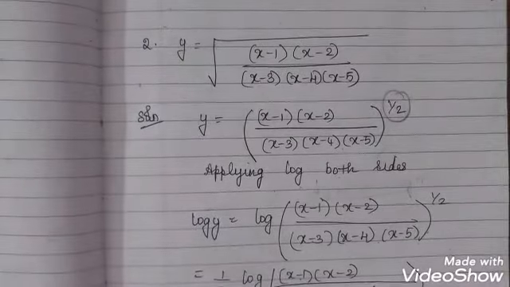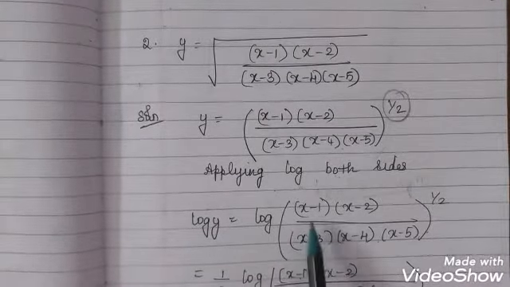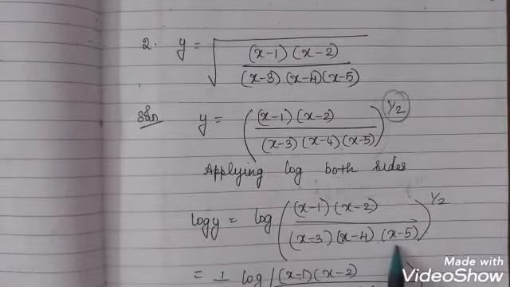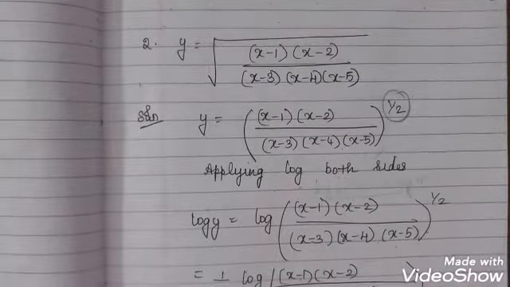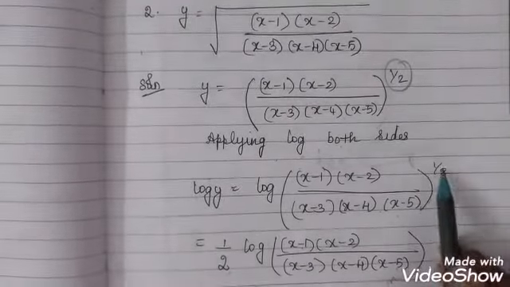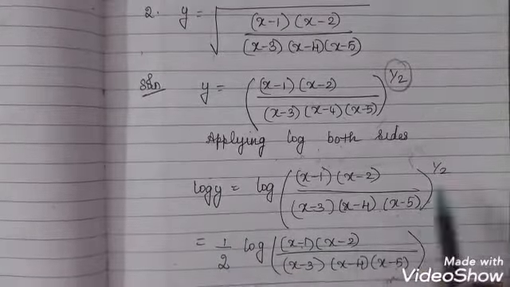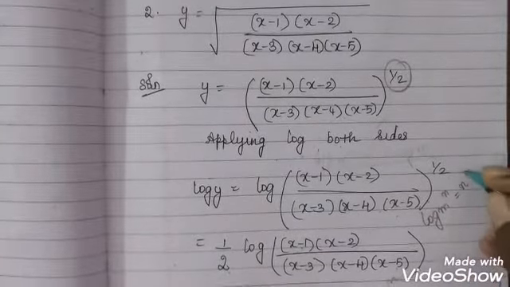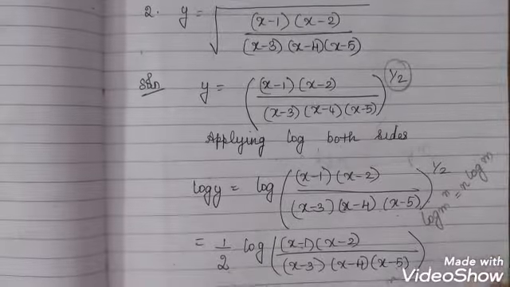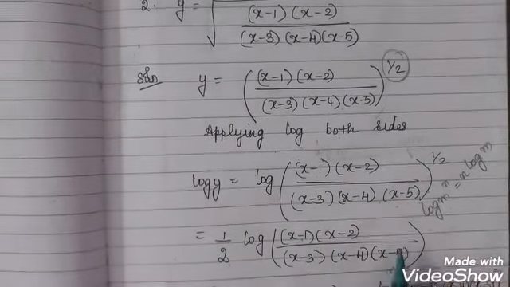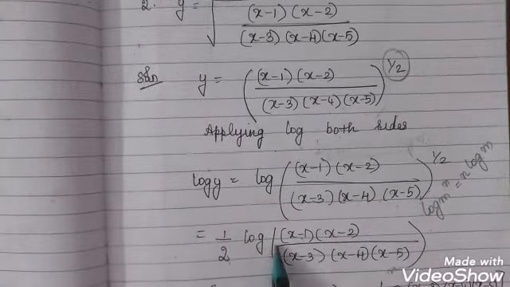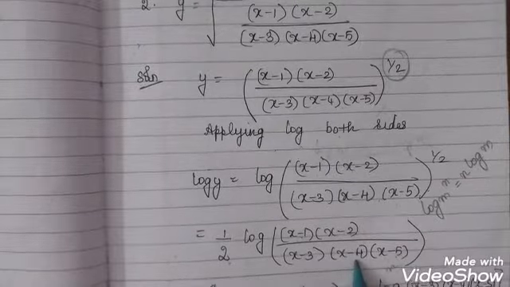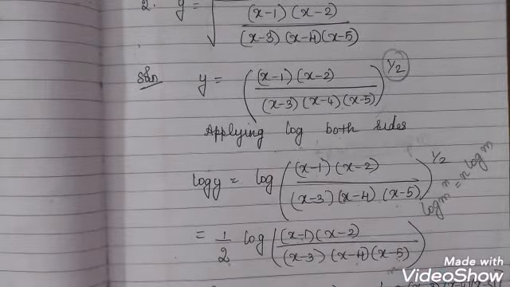So when I eliminate it, what will I get here? Log y is equal to log of x minus 1 into x minus 2 divided by x minus 3 into x minus 4 into x minus 5, the whole power half. This is what you have here. Now this is equal to, what will happen here? It's nothing but half into, okay. What is the rule I use here? It's nothing but log of m power n is equal to n log m. So how do you write it here? It's 1 by 2 log of x minus 1 into x minus 2 divided by x minus 3 into x minus 4 into x minus 5. This is what you have here. Got it?